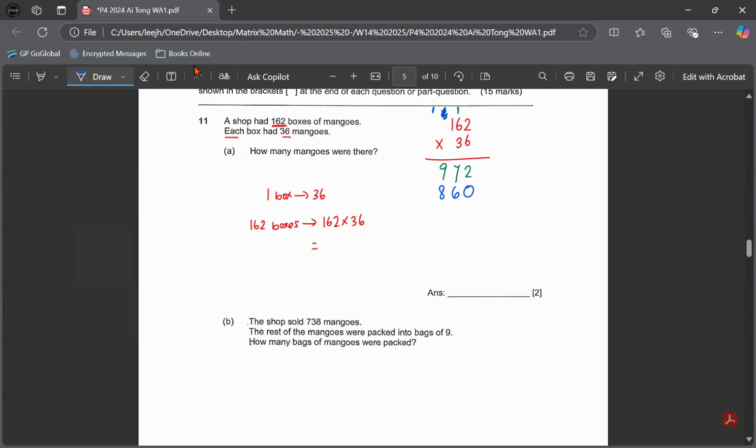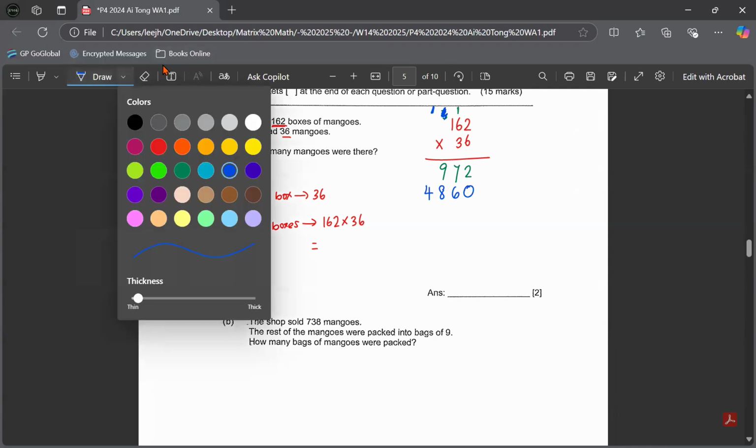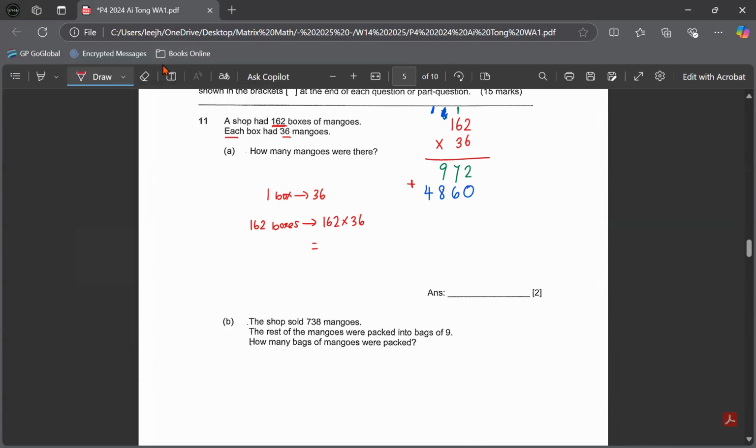Okay, so this one you can just ignore it because it already added in the first equation, right? So now I bring a 1 here. 1 times 3, 3. 3 plus 1, 4. So you're going to add these two values up. This is 2. This will be 13. And this will be 18. And this is 5. So 5, 8, 3, 2. So there'll be 5, 8, 3, 2 mangoes all together.